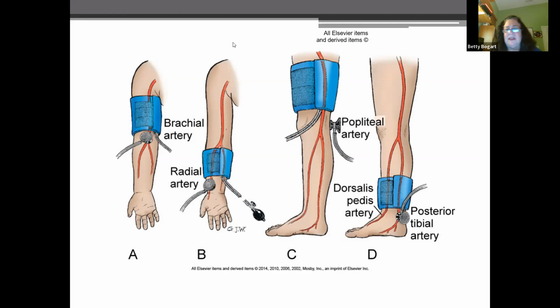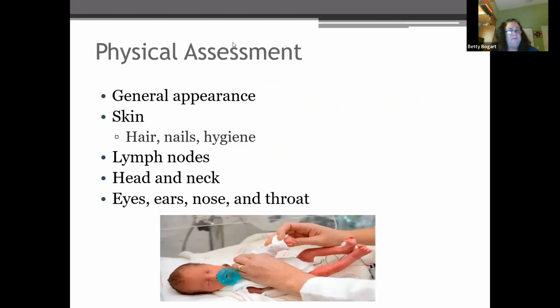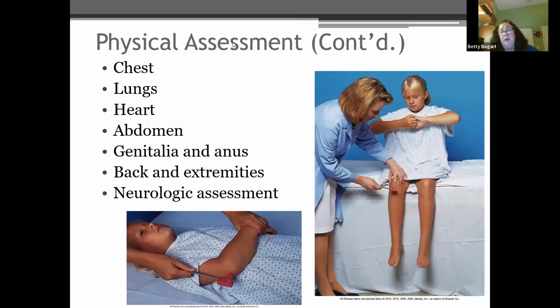I can distract them with maybe stickers or talking about something else, get the blood pressure done, and it don't hurt. On the arm, they hurt. It hurts me. It hurts the kids. Again, looking at general appearance, seeing if all the normal stuff.